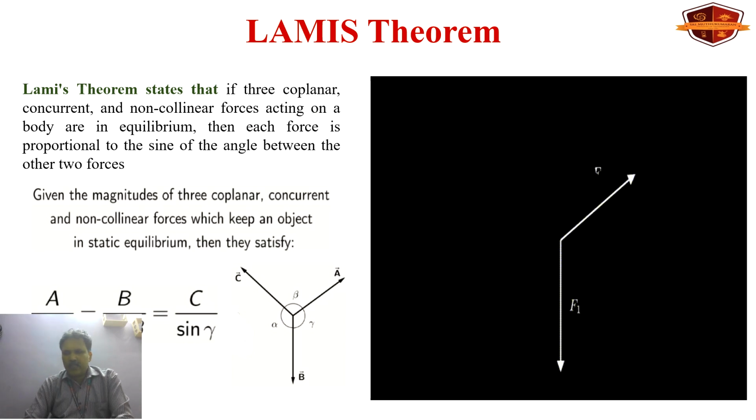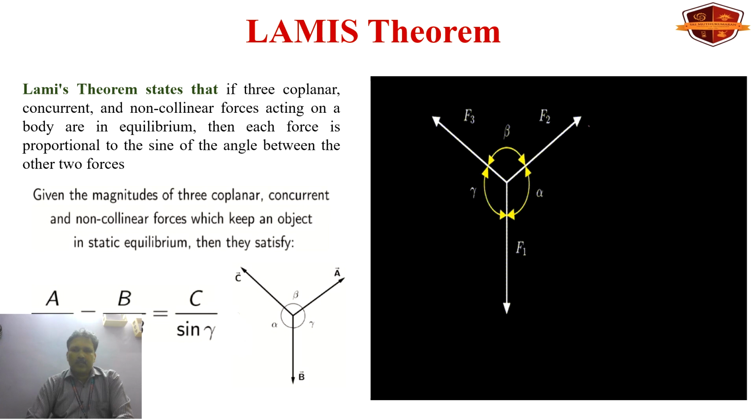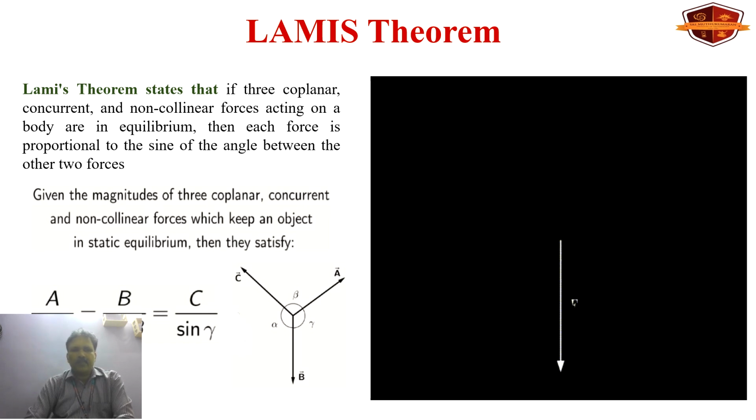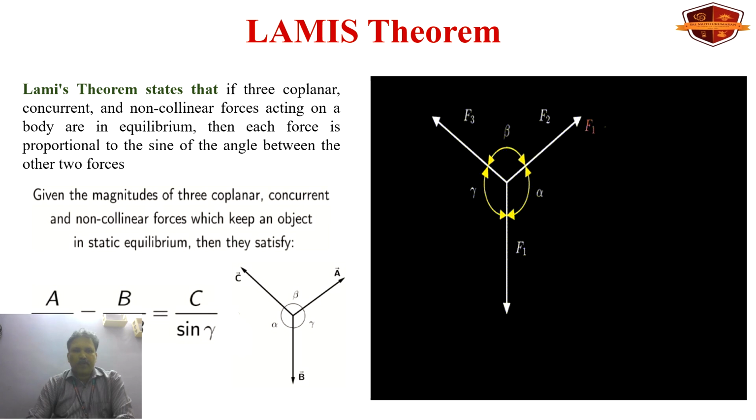And Lami's theorem is a very important theorem. This theorem is applicable only for 3 forces. The system of forces should be 3. Then only Lami's theorem will be implemented. How are we using this formula? A by sine alpha, B by sine beta, C by sine gamma. It is clearly mentioned: if 3 coplanar concurrent non-collinear forces on a body are in equilibrium, then each force is proportional to the sine of the angle between the other 2 forces.